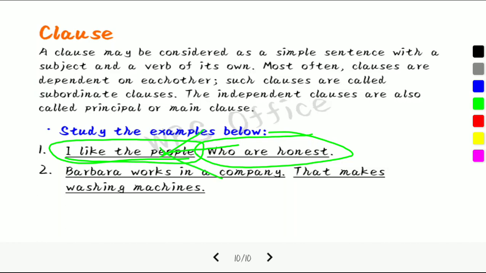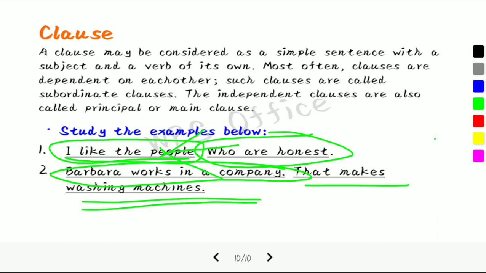Barbara works in a company. I don't need any other information regarding this. Barbara works in a company. She works in a company. I can say Barbara works in Samsung company. Barbara works in Hitachi. So she is working somewhere. No need for additional information. That makes washing machines. This is additional information. This is a clause as well. This clause has no meaning until we have Barbara works in a company. Right?